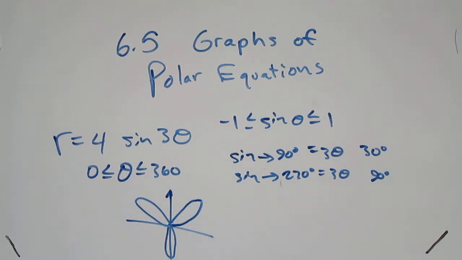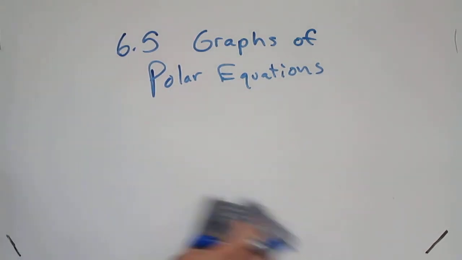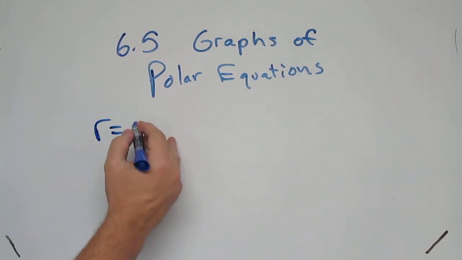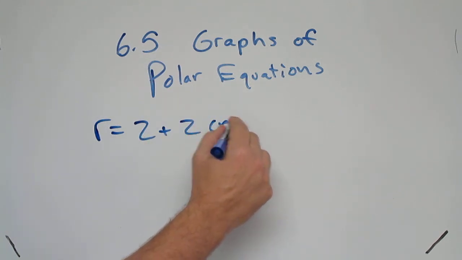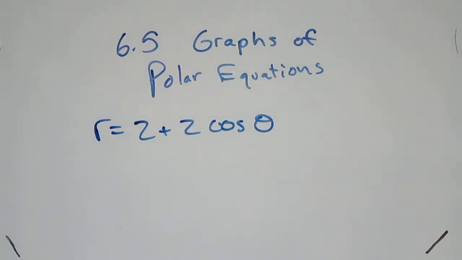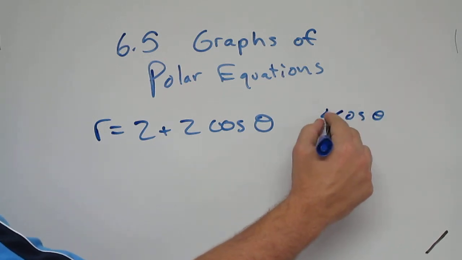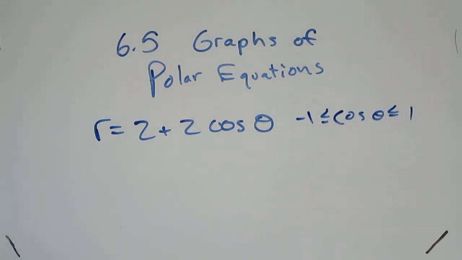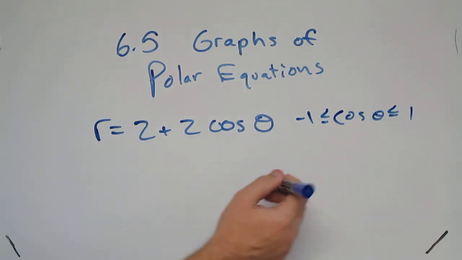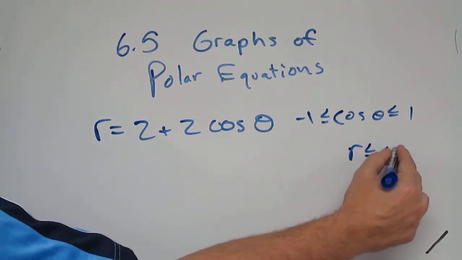Okay? If you have something that looked like r equals 2 plus 2 cosine theta, this is going to give you a different picture. It's going to give you what's called a cardioid. Now again, I would want you to be able to examine what the maximum values are. And again, cosine can be anywhere from -1 to 1. And so when it's at its most, I'd have 2 times 1, or 2. So the max for r would be 4.